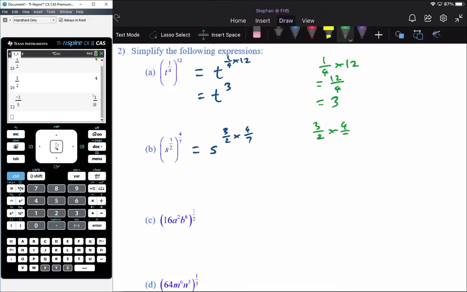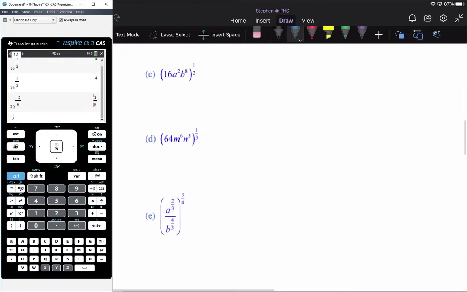3/2 times 4/7. I can cancel the 2 at the bottom with the 4 on the top. That becomes 1 and 2. And now let's just finish that off. 3 times 2 is 6, 1 times 7 is 7, so we get 6 on 7. In other words, the final answer is just s to the power of 6 over 7. Excellent. And again, you can certainly verify that on the calculator if you wish to do so.